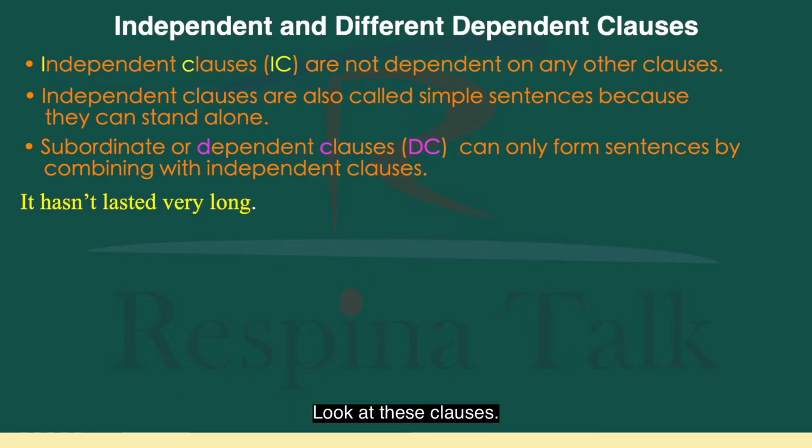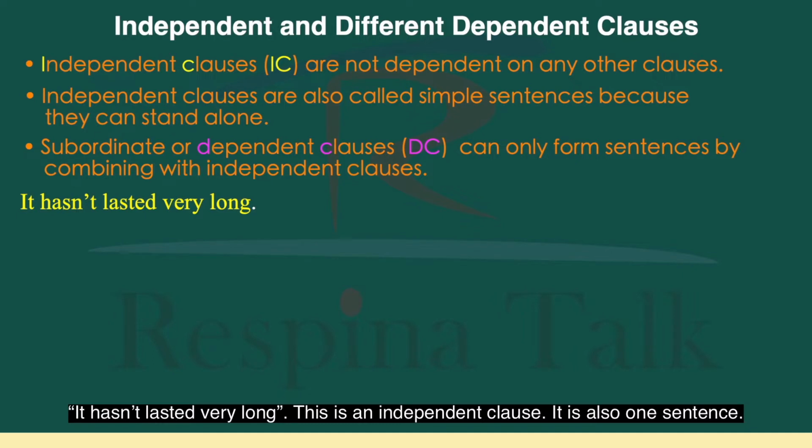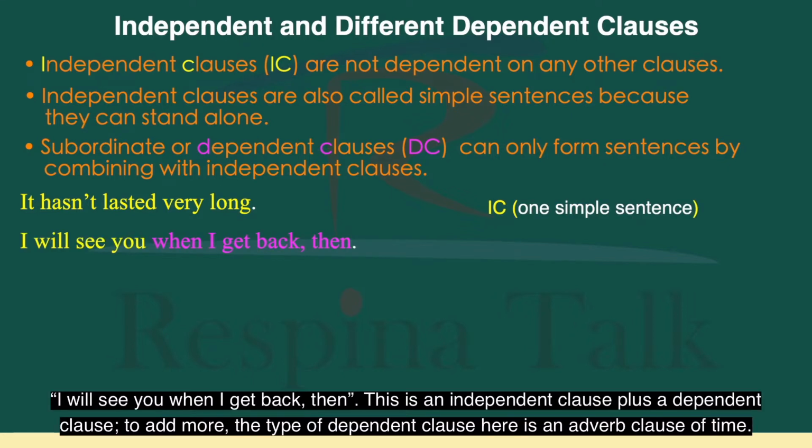Look at these clauses. It hasn't lasted very long. This is an independent clause. It is also one sentence. I will see you when I get back then. This is an independent clause plus a dependent clause. To add more, the type of dependent clause here is an adverb clause of time.